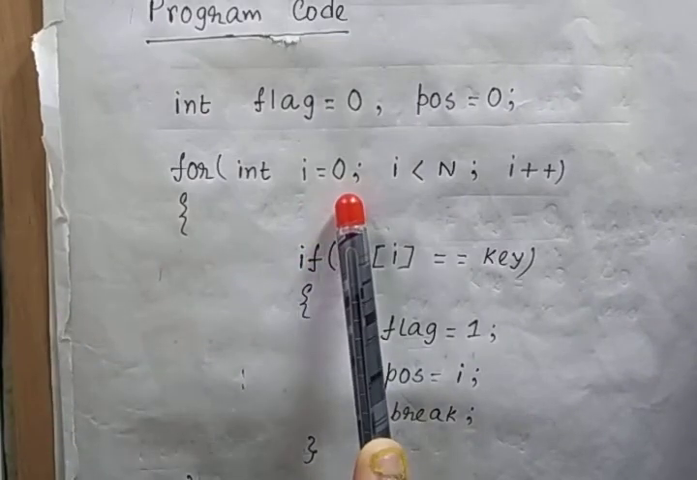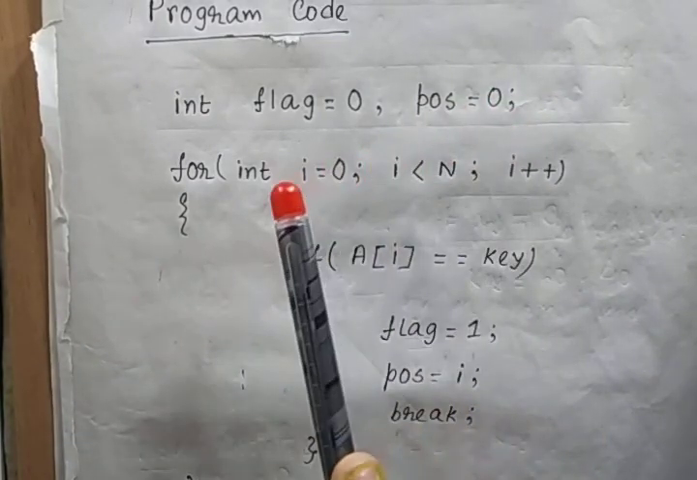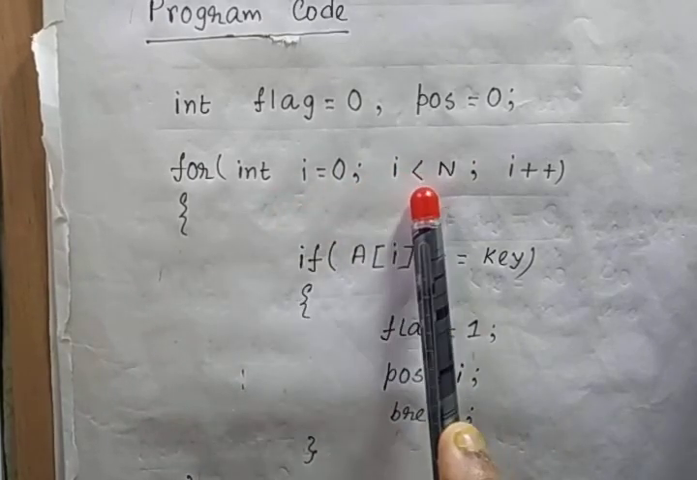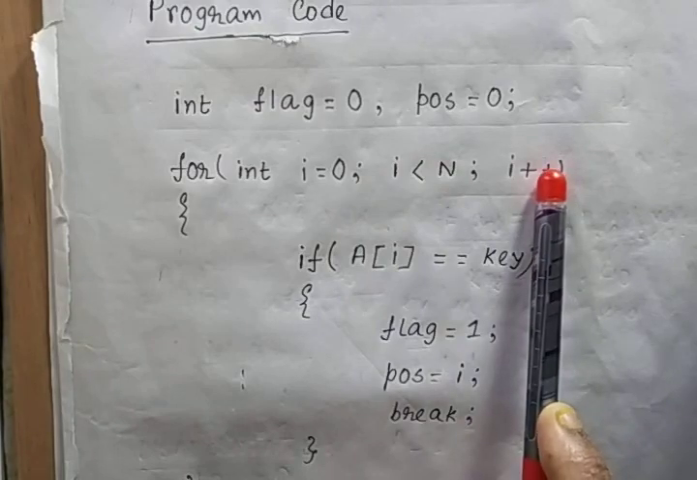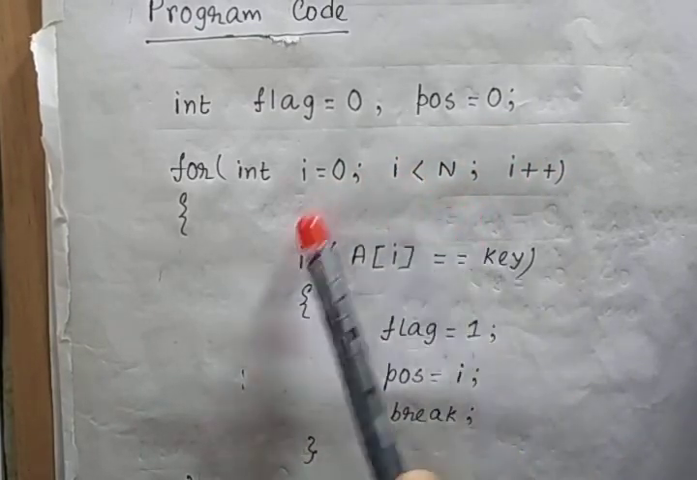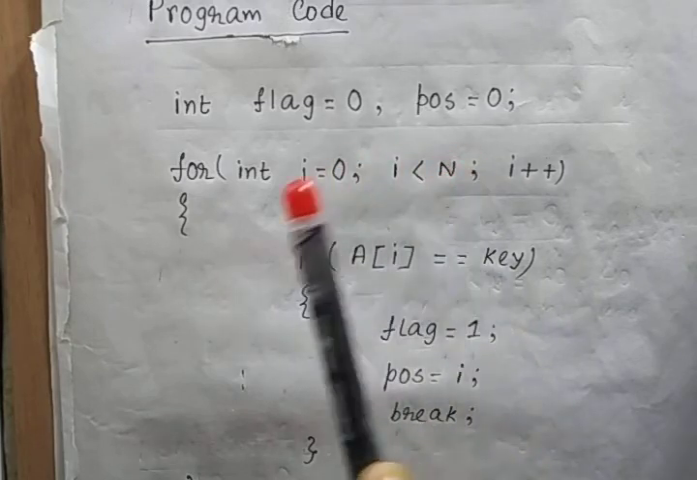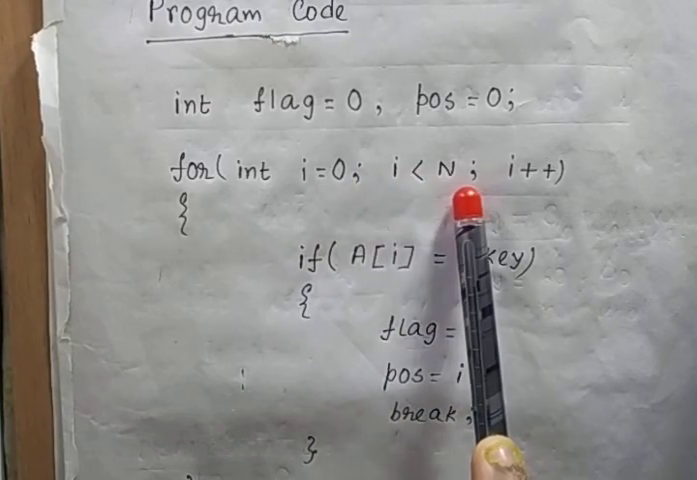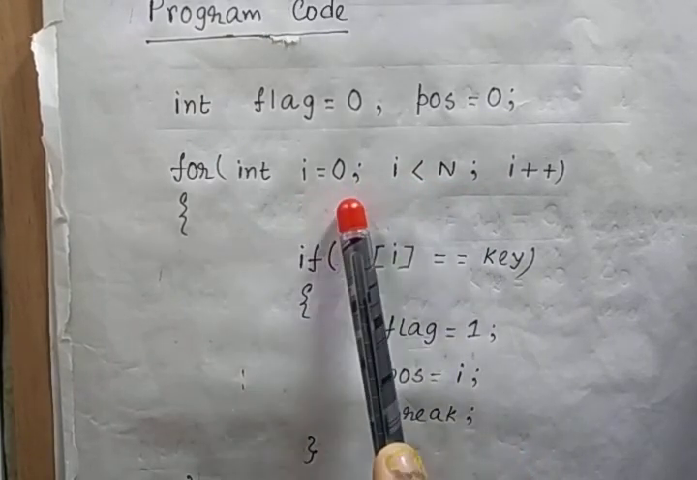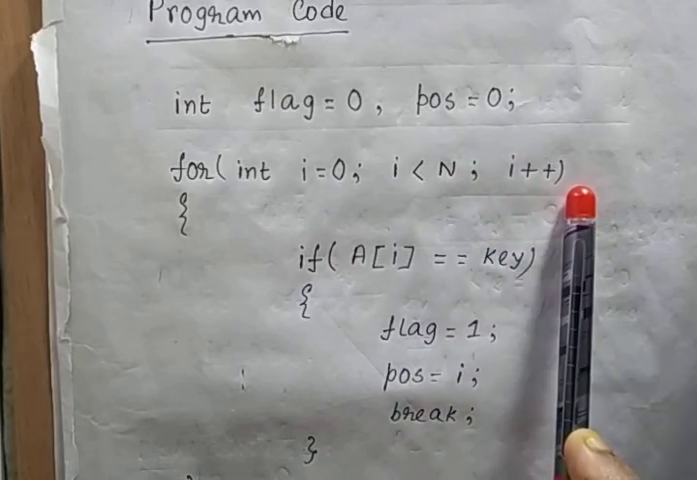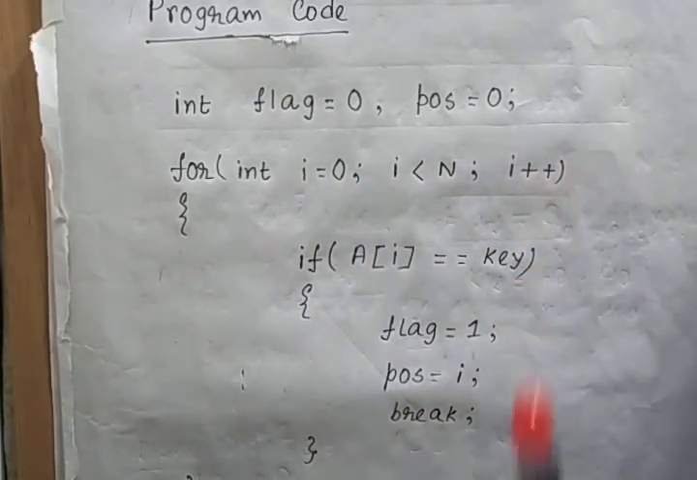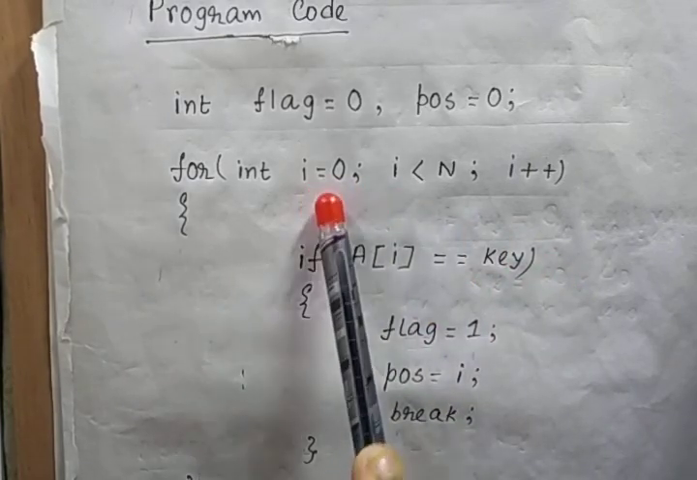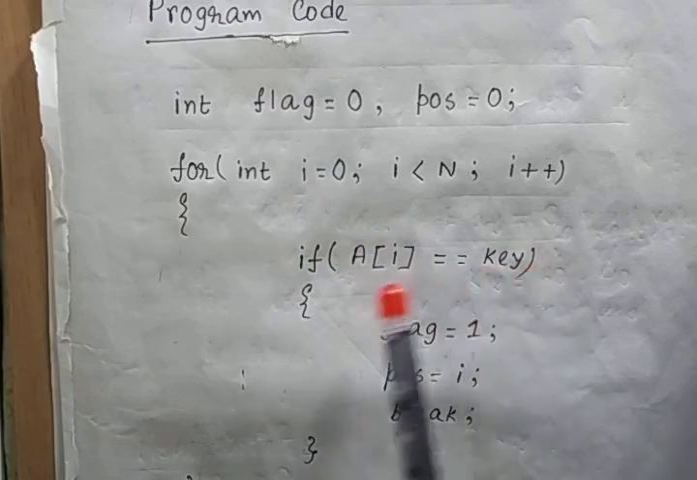Now you have to compare the key with the first position of the array, then second, then third, and so on till the last index. Here we are considering an array containing n elements. For n elements, you already know the first index will be 0 and the last index will be n minus 1. So the loop will be for i from 0 to less than n, i plus plus, right? This is the index loop. Now we are checking if a of i is equal to key. When i equals 0, you are comparing the key with a of 0.